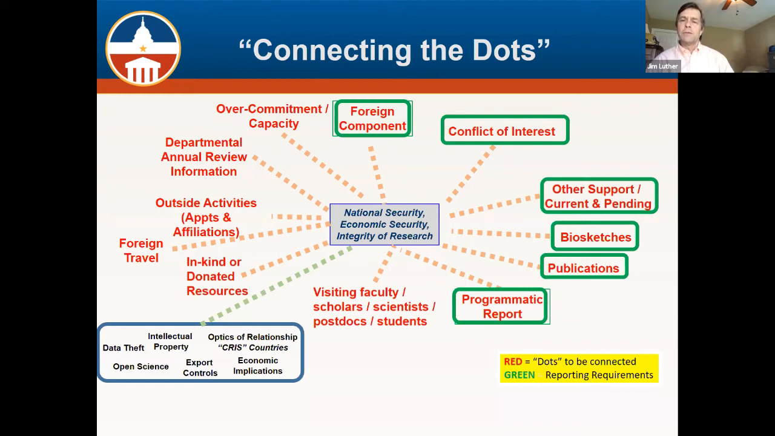Those are the things that we as institutions need to be aware of. And then the green is where we might have to report them. So again, we need to understand in-kind resources and foreign travel. We need to understand if individual faculty are communicating through the departmental annual review. Those are dots that somewhere might need to be reported in a programmatic report, and then other support in current and pending.